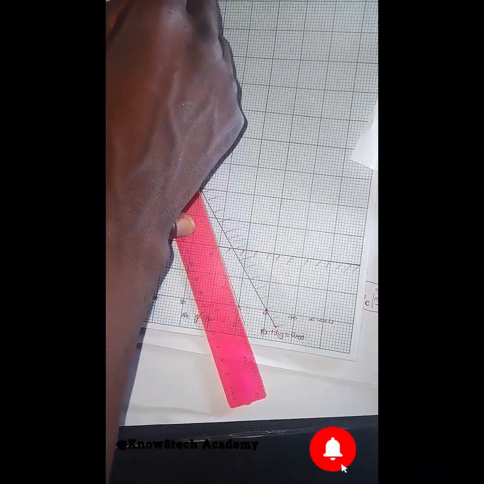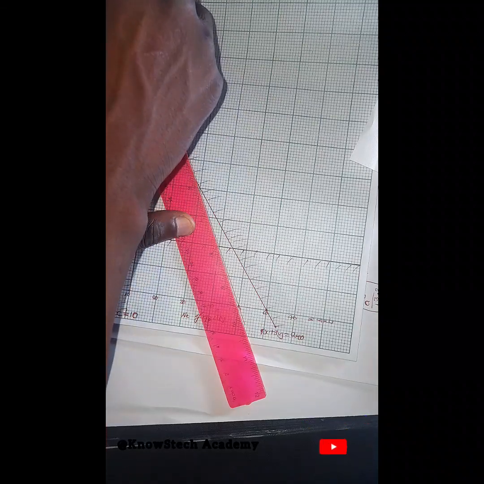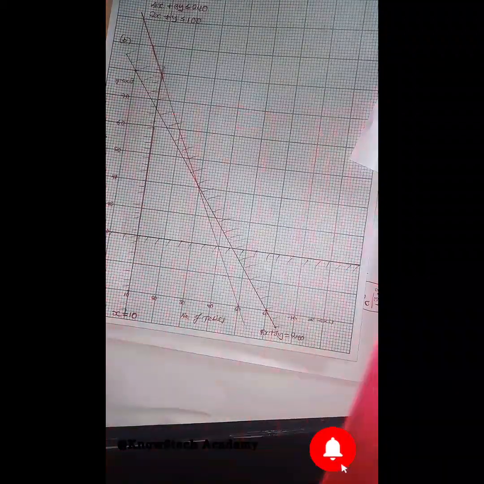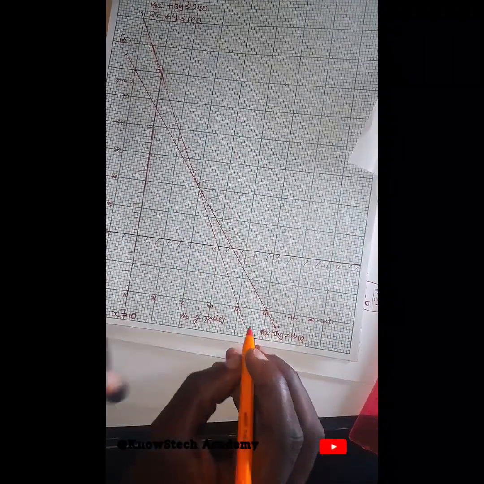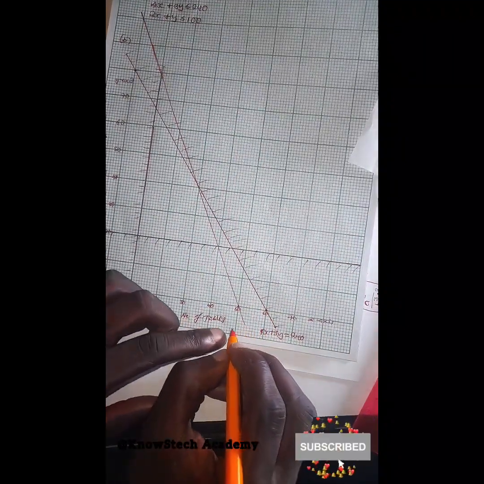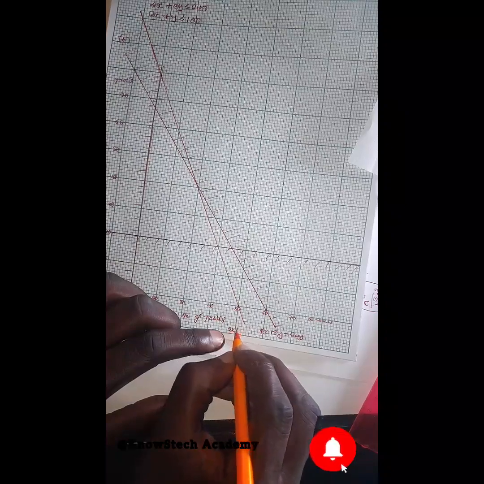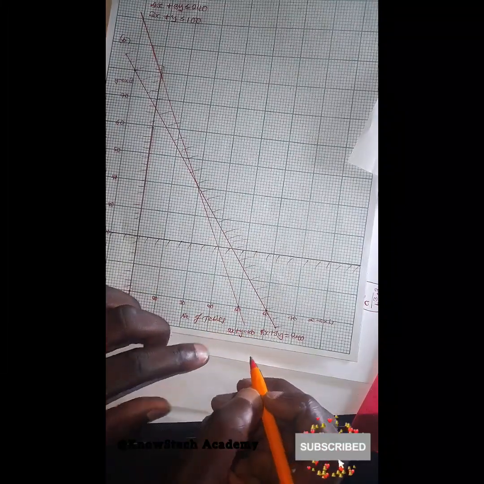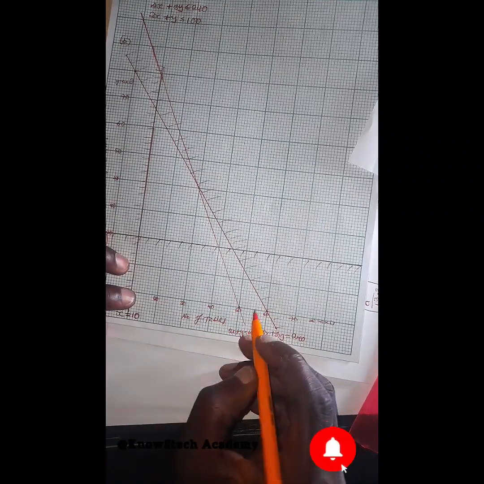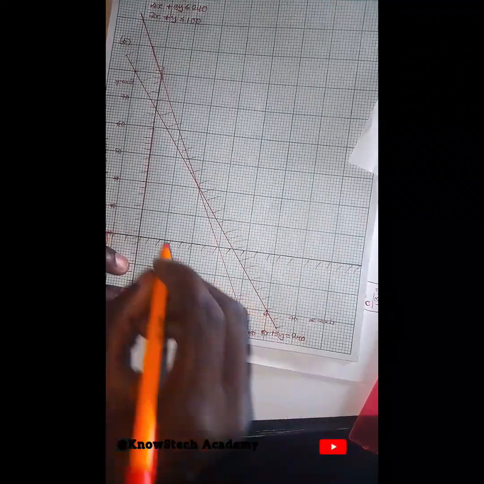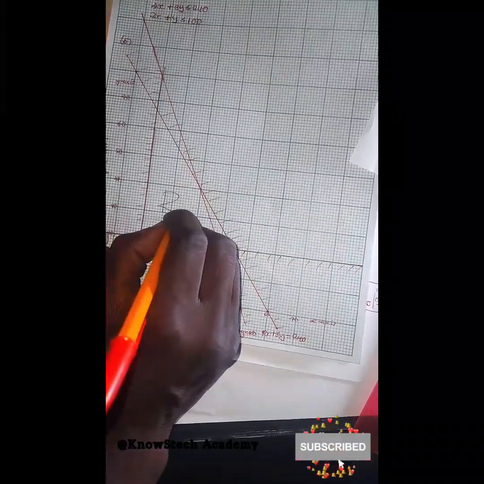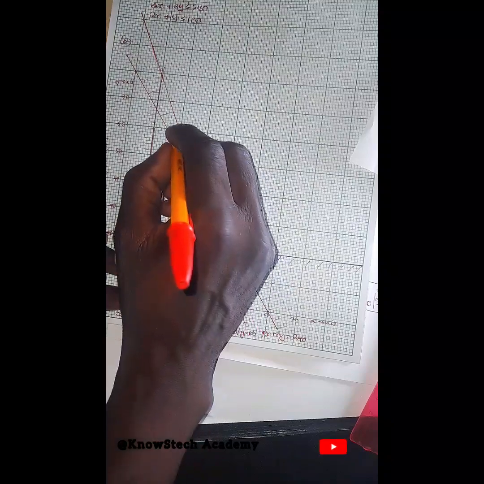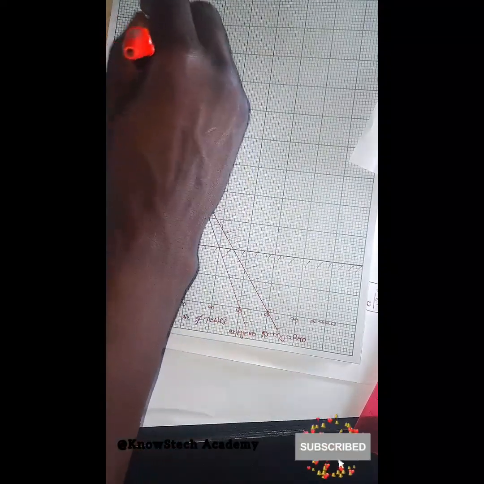Okay, this is the line, which is 2x plus y is equal to 100. The shading automatically is on the greater than part, since the wanted region is here. So this is the unwanted region.